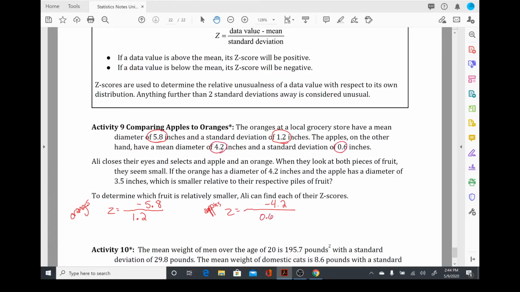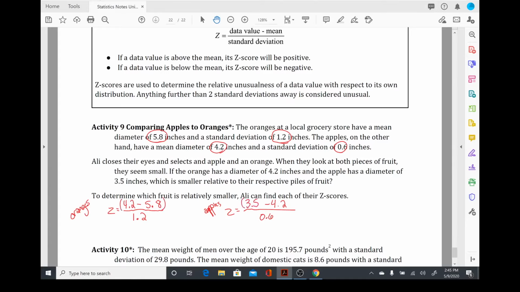Okay, Allie closed her eyes and selected an apple and an orange. When they looked at both pieces of fruit, they seemed small. If the orange had a diameter of 4.2 and the apple had a diameter of 3.5, which one was smaller relative to the respective piles of fruit? Well, let's see. The orange was 4.2. And then the apple was 3.5.